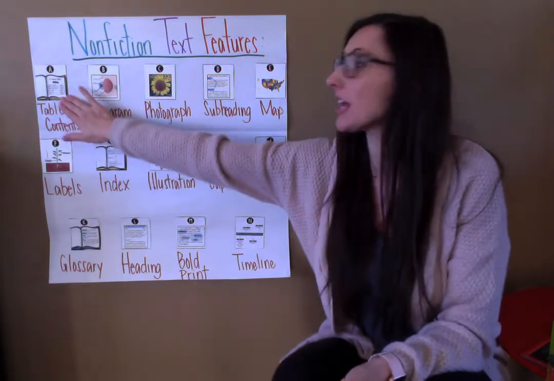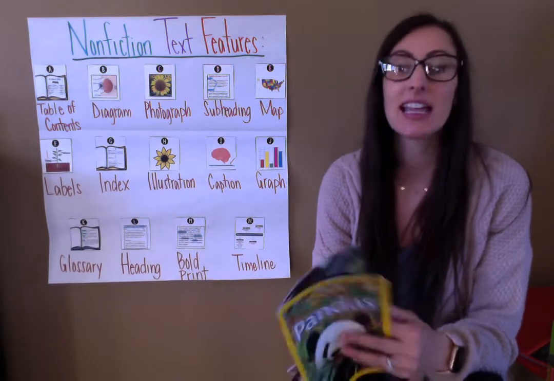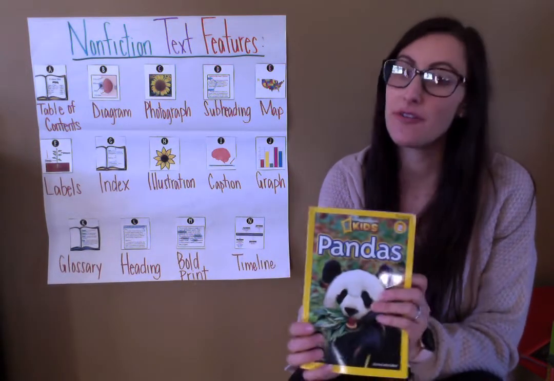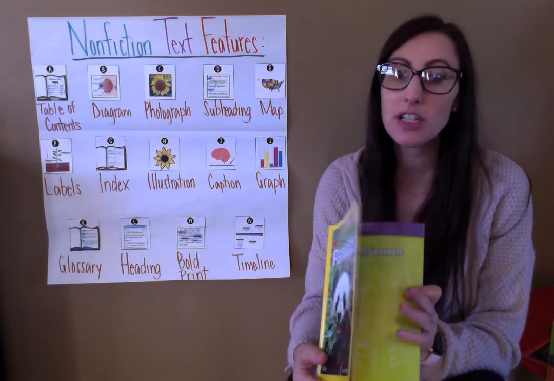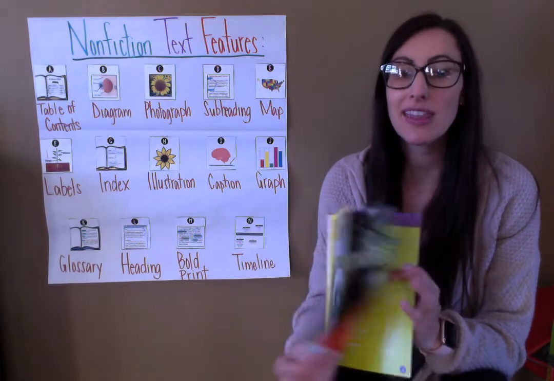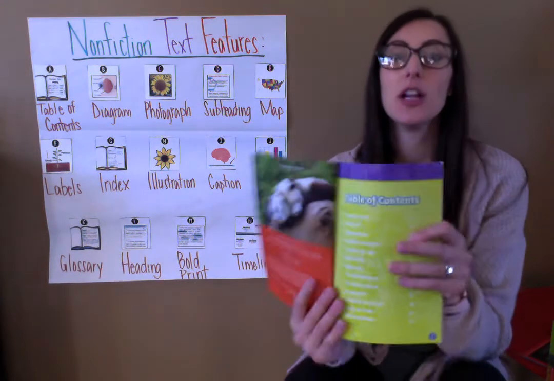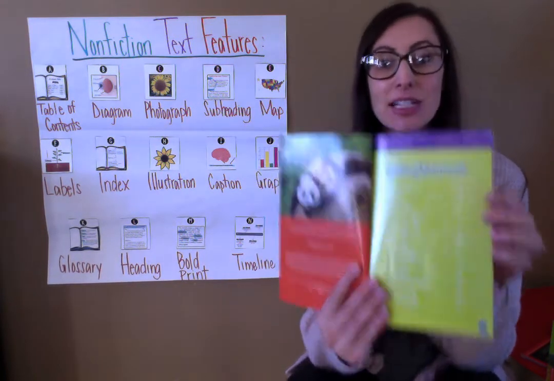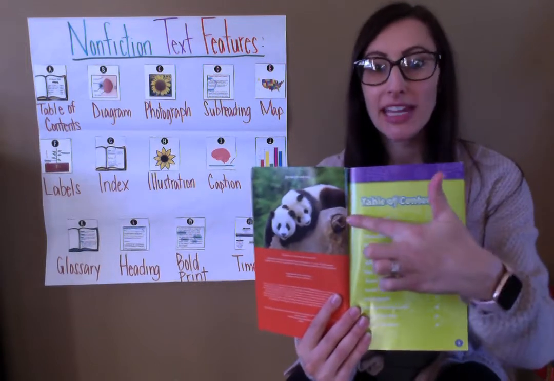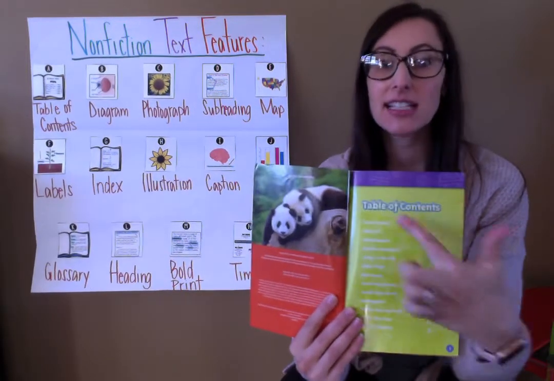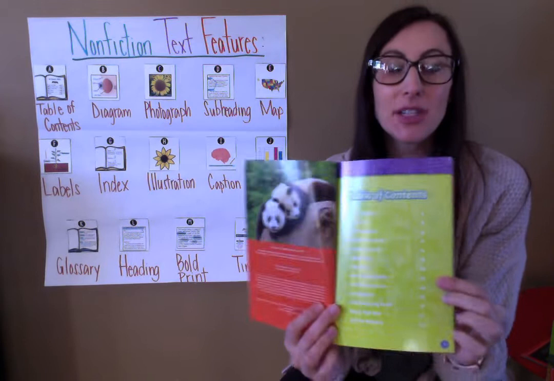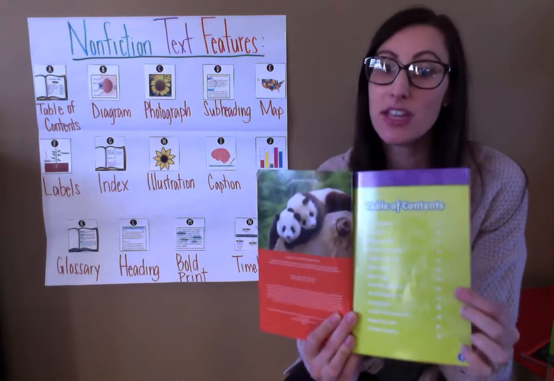So let's start with letter A, a table of contents. Table of contents you will always find in the very beginning of the book. It might be the first page or the second page. In this case, it's the second page because the first page is just another title page. So here's your table of contents, and as you can see looking at it, it has the big title, table of contents, and underneath it basically tells you everything you're going to find in this book.